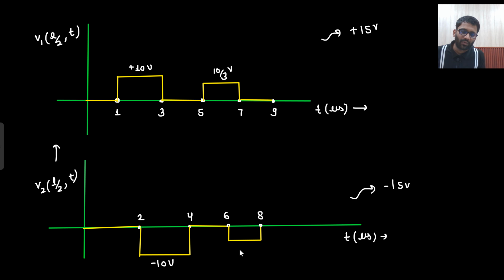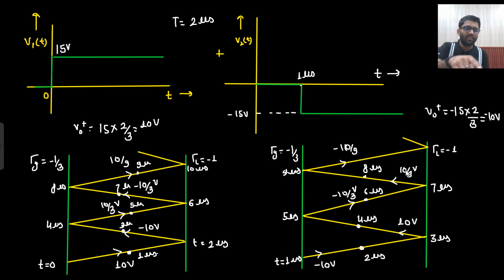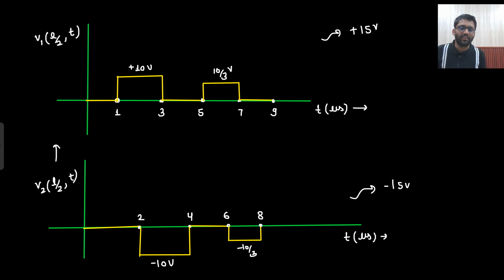At 8 microsecond, what are we getting? Minus 10 by 3. Now at 8 microsecond what is the scene? Plus 10 by 3, minus 10 by 3, plus 10 and minus 10. So at 8 microsecond it is 0, and it will remain there till 10 microsecond, 0 volt. Okay. Now I just need to add them up, and I will get my final answer. So how will I add them up?